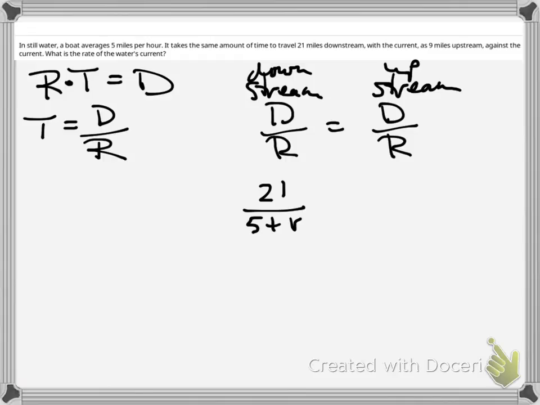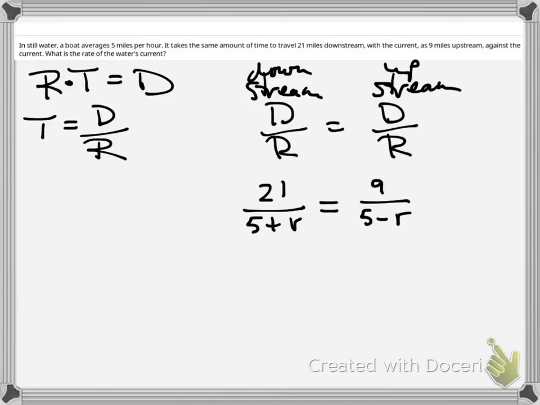So this expression represents how much time it takes to go downstream, and we know that that's going to be equal to 9 miles going upstream. Well, how fast does the boat go? The boat travels 5 miles an hour, but we're working against the current. So we're going to be subtracting the current from 5. Whatever the speed of the current is, we're going that many miles per hour less because we're going upstream.